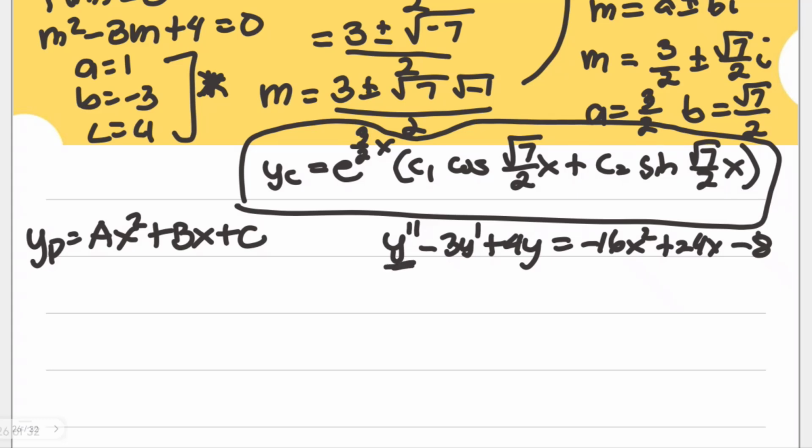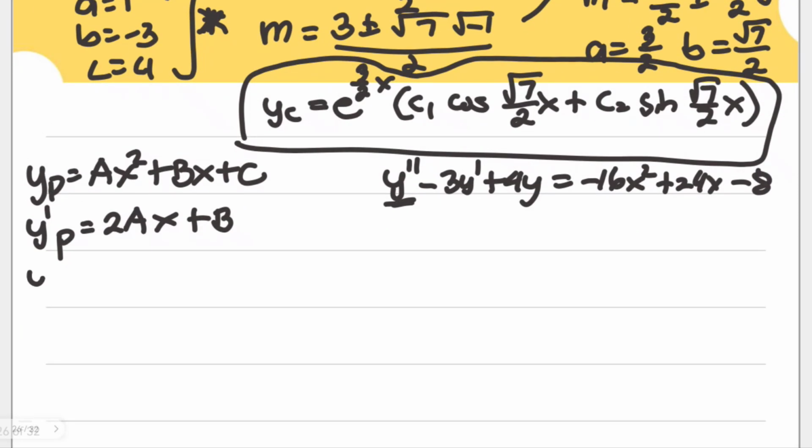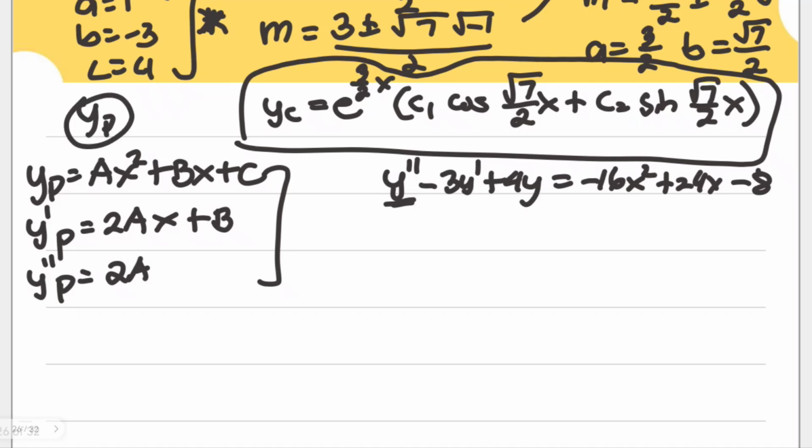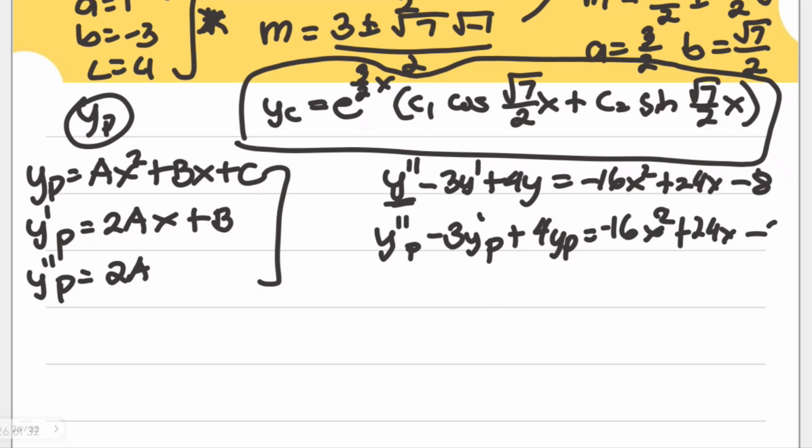Okay, since our highest degree here is 2, we need to come up with the second order derivative of this y sub p as well. The first order derivative is 2ax plus b. And since c is a constant, its first order derivative is 0. For our second order derivative, you will have here 2a, and again, the first order derivative b is just 0. We'll be using this because in solving for y sub p, we'll be substituting the versions of y sub p in this given equation. For y sub p is equal to minus 16x squared plus 24x minus 8.